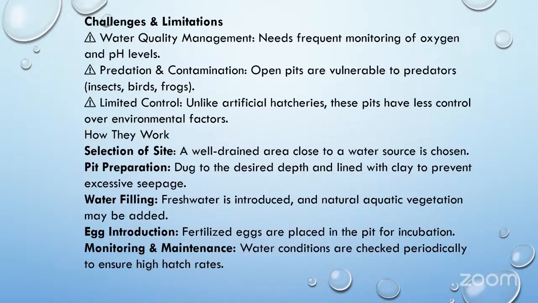Now, what are the disadvantages, or we can say what are the challenges and limitations? Water quality management needs frequent monitoring of oxygen and pH levels. Then predation and contamination, because open pits are vulnerable to predators like insects, birds, and frogs. Then limited control. Unlike artificial hatcheries, these pits have less control over environmental factors.